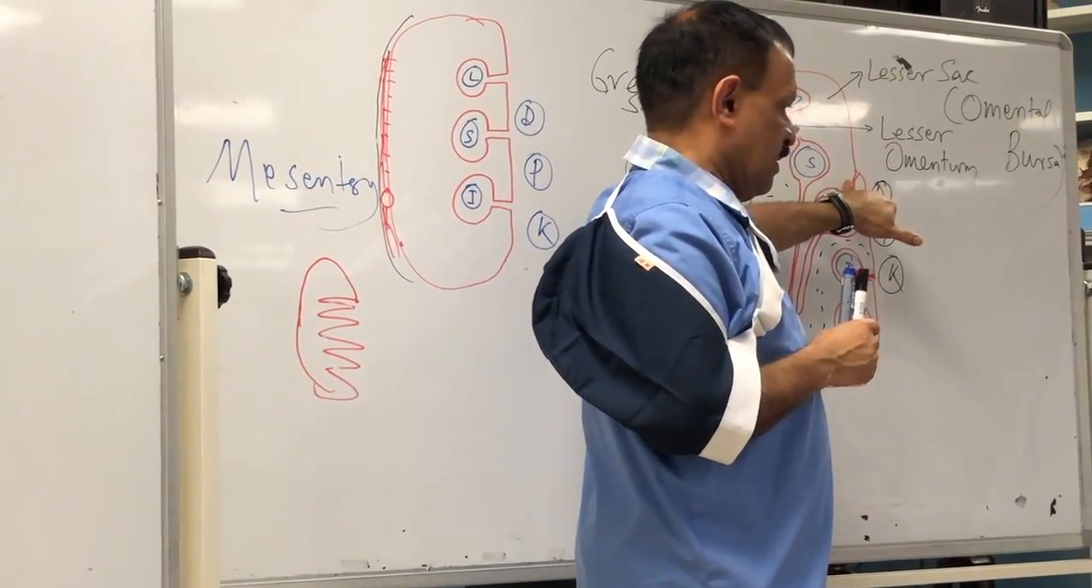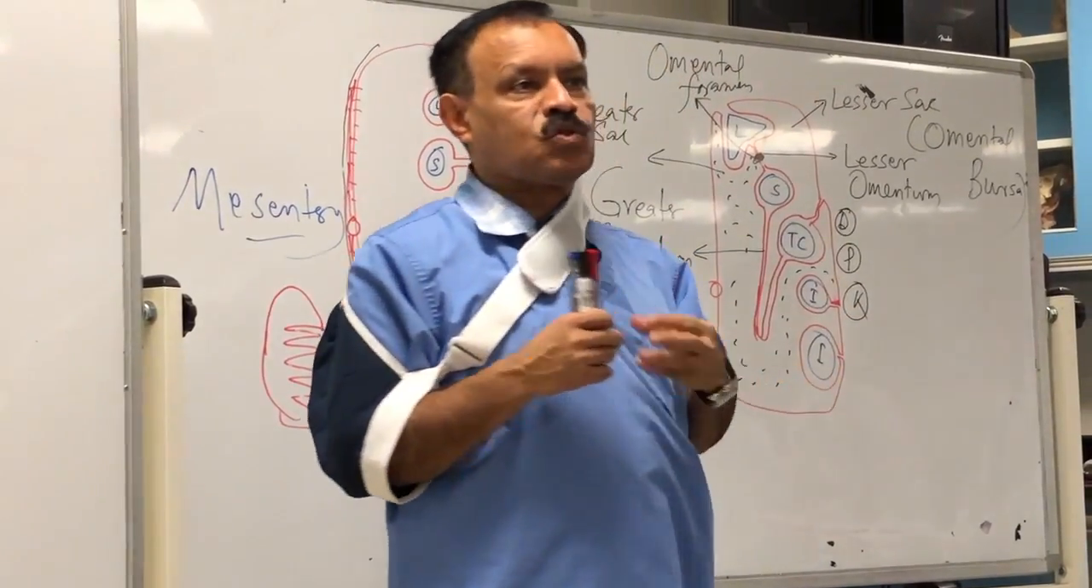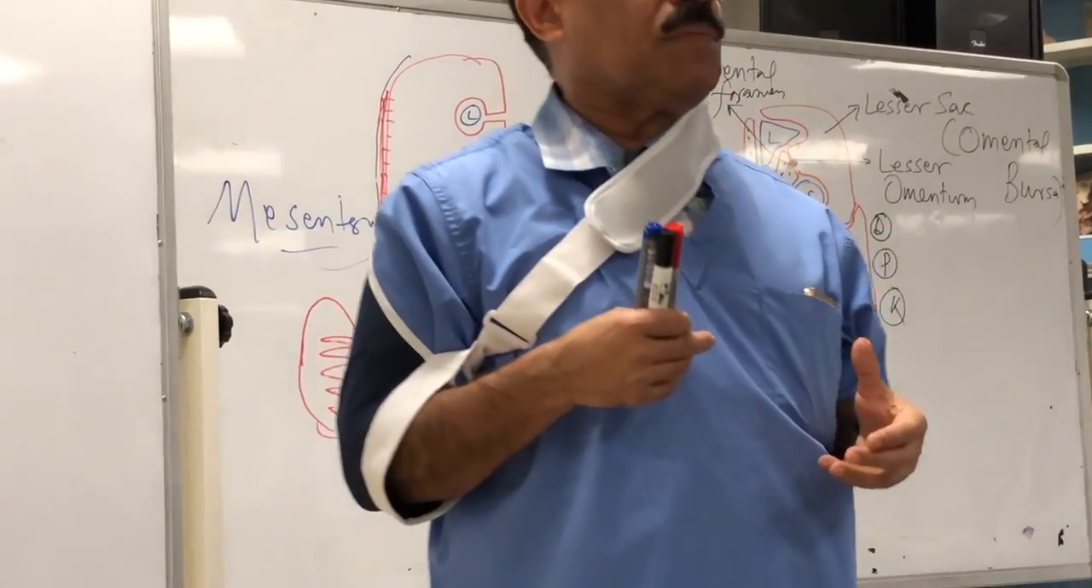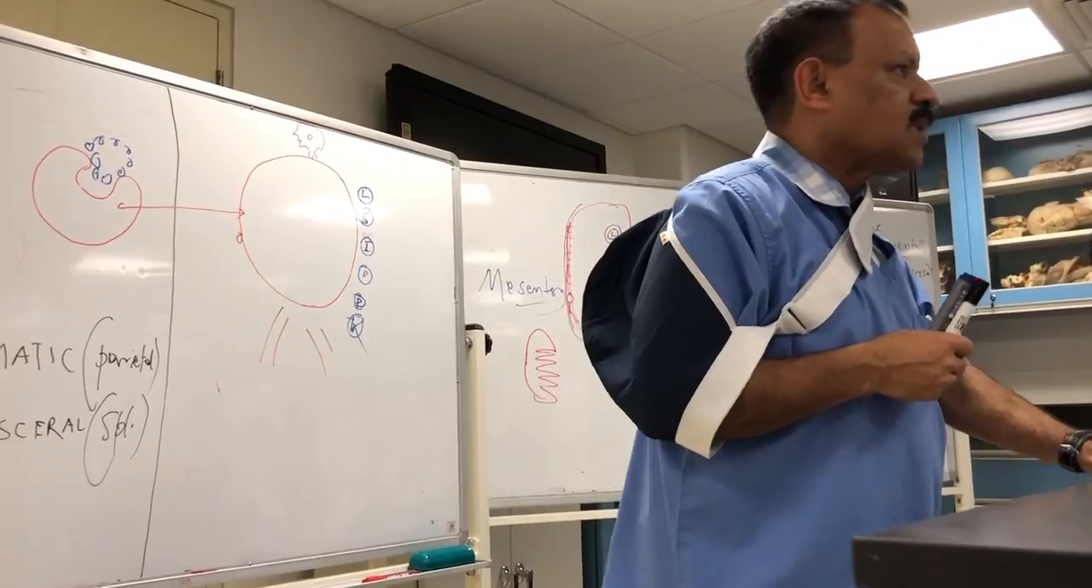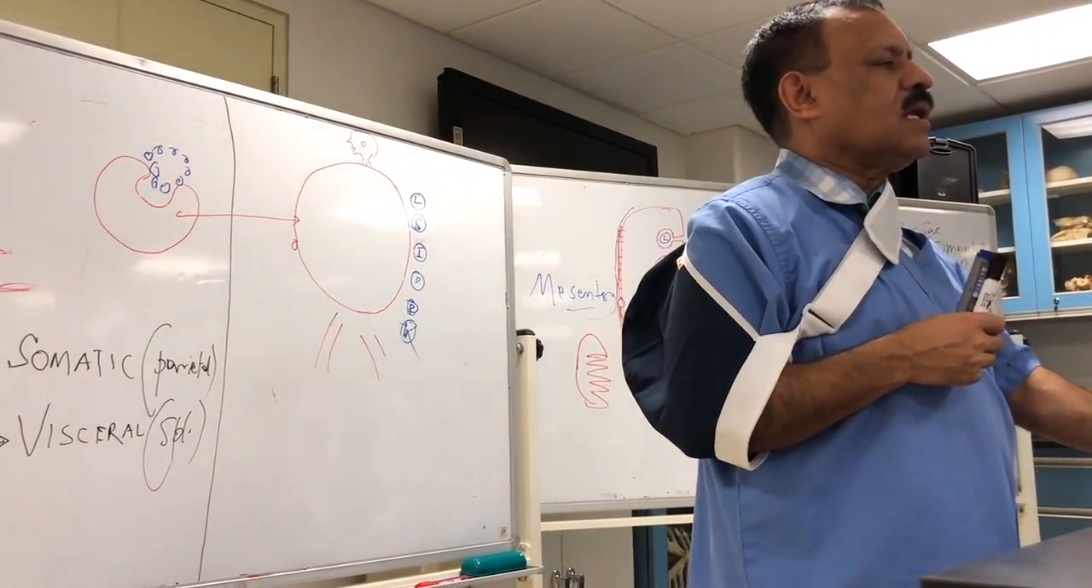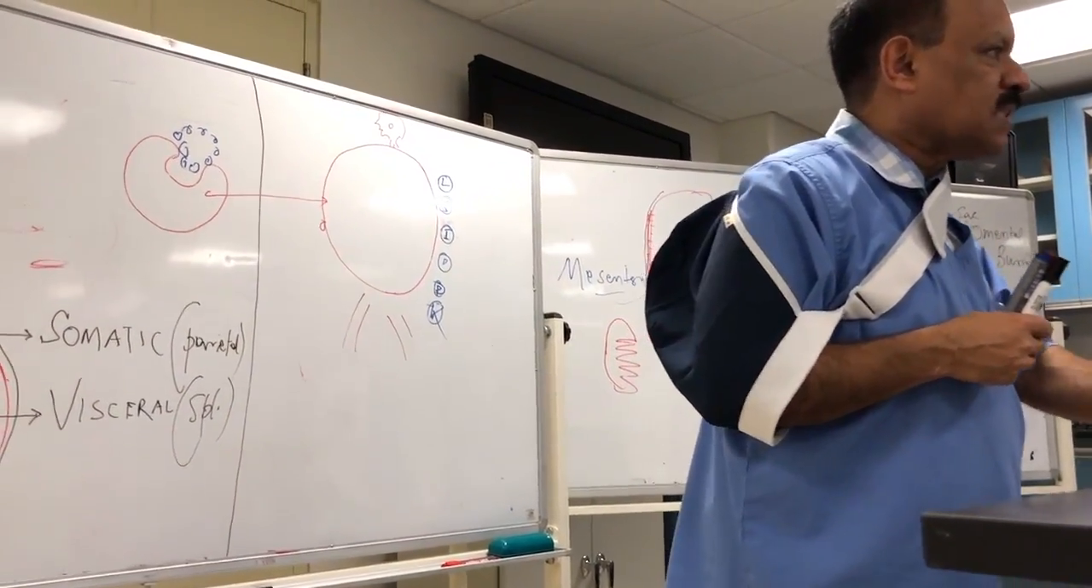Again, it is a mesentery. Remember, it is a mesentery. Mesentery is the twofold. There is a special name. So if it's a lesser omentum, is it a mesentery? Yes, it's a special name, because it's coming from the liver to the stomach. Greater omentum, is it a mesentery?